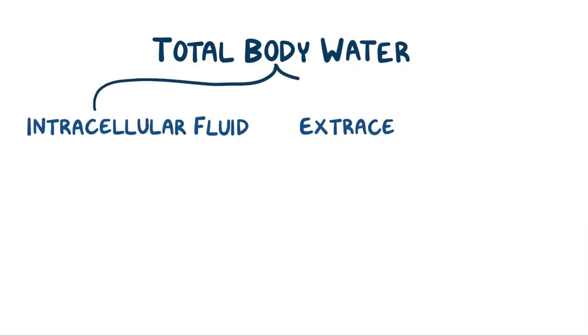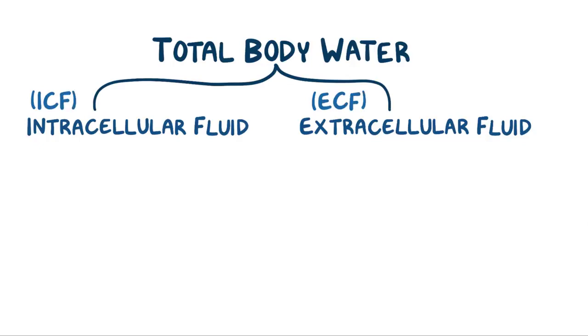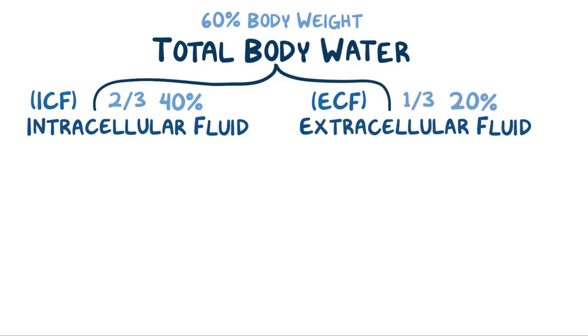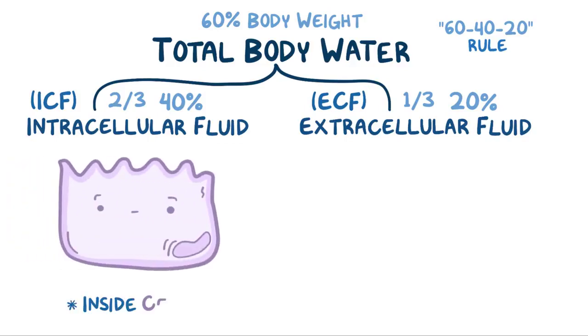Total body water can be subdivided into two major compartments: intracellular fluid and extracellular fluid. On average, total body water in a person is about 60% of their body weight. From the total body water, 2/3 of that, or 40% of body weight, is intracellular fluid. The other 1/3, or 20% of the body weight, is extracellular fluid. And this is also known as the 60-40-20 rule. Intracellular fluid is the fluid which is inside the cell, and extracellular fluid is the fluid that's outside the cell.